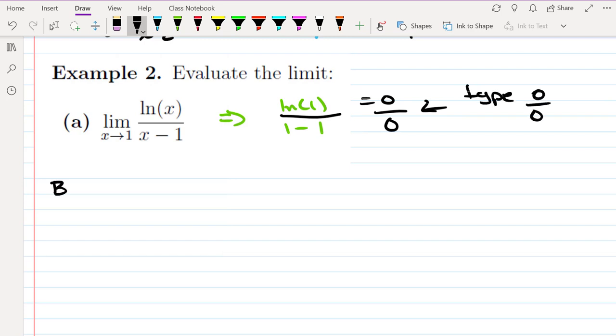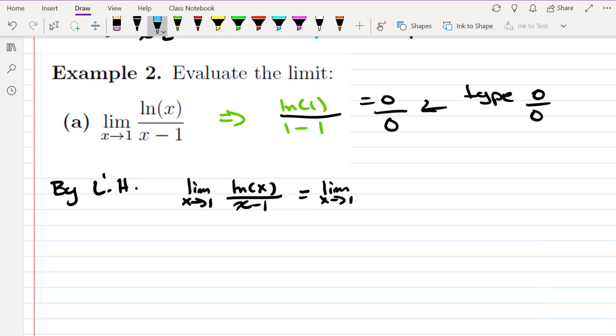So then, by L'Hopital's rule, we get that the limit as x goes to 1 of the natural logarithm of x all over x minus 1 is equal to the limit of the derivative of each of these. The derivative of the natural log of x is 1 over x, over the derivative of x minus 1, which is 1. So we simplify that a bit, and we get the limit as x goes to 1 of 1 over x. Well, now by the evaluation theorem, we get 1 over 1, which is 1.